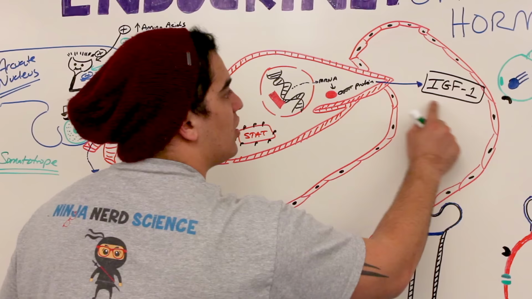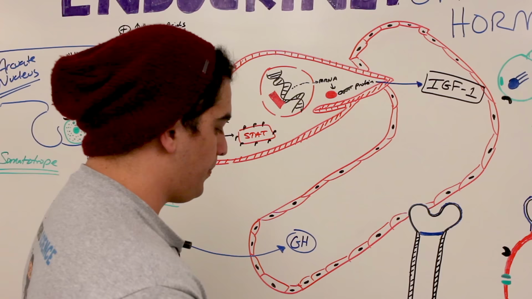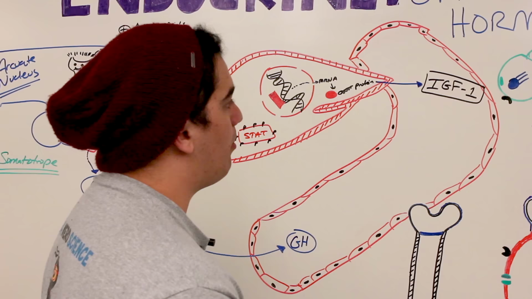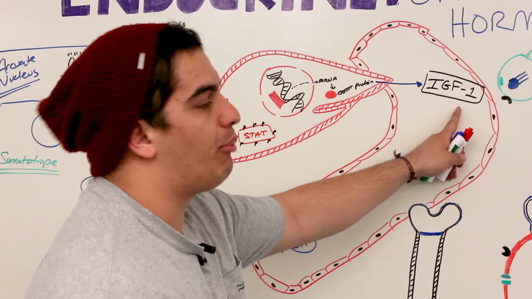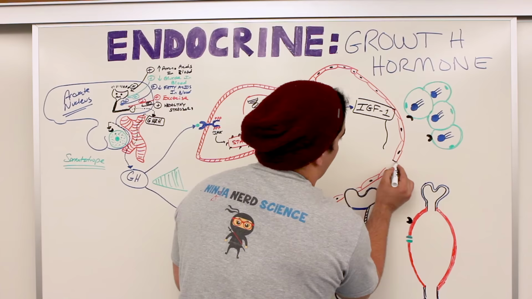Okay. What's going to happen now? So let's say here we have our growth hormone. Let's focus on the effects of insulin-like growth factor first. Okay, insulin-like growth factor can do a lot of different things. One of the big things he's going to do is promote a lot of protein synthesis. How? So you see this muscle cell right here? What he's going to do is come out of the bloodstream.